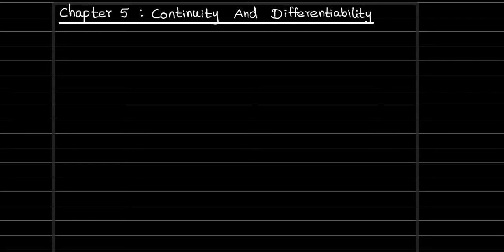In this video, we are going to see for CBSE Board Grade 12 Maths, chapter number 5, Continuity and Differentiability. Already in the previous videos, I have explained the solutions of example 1 to example 14. In this video, we are going to see the solution of example 15.